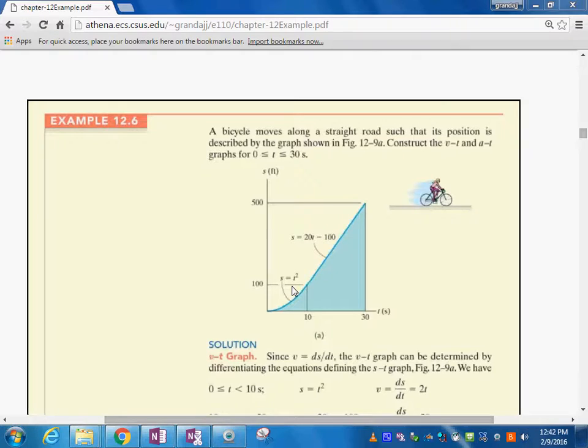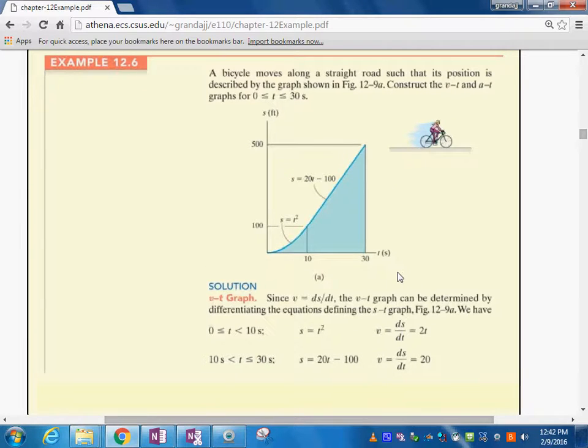So let's just look at this solution here. Since the velocity is ds/dt, the velocity-time diagram can be determined by differentiating the equations that define s. So if you have the case that s is equal to t squared over here, that's the motion here, the velocity is going to be 2t.